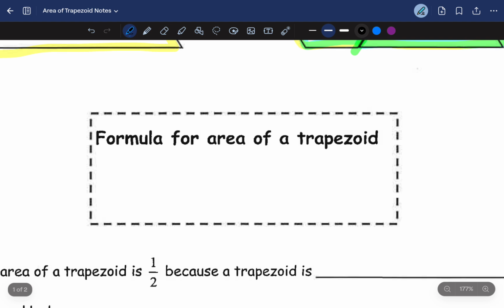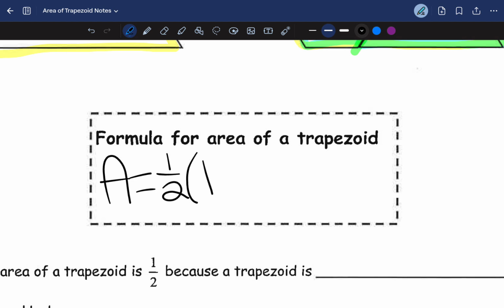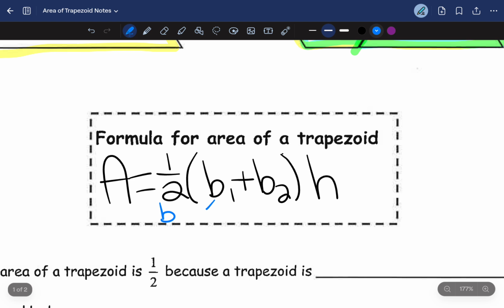It says formula for area of a trapezoid. Now this is where you need to take a look at your formula chart. I'm going to go ahead and write it down. It is A equals 1/2, and then in parentheses we're going to put B1 plus B2, and then H. Now if you remember from earlier last week, B stands for base. In this case, a trapezoid has two bases. So B1 stands for base 1, and B2 stands for base 2. And then H, as we all know, means height. Again, if I'm going too fast, feel free to pause this video.